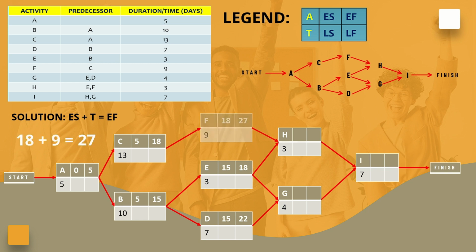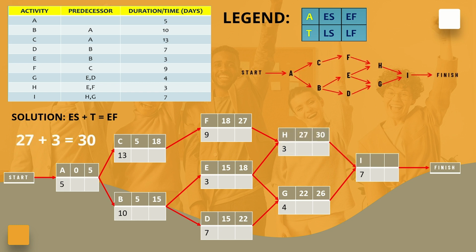Activity F depends on the completion of activity C. Since activity C finishes at time 18, activity F can start then. With a duration of 9 days, the earliest finish time of activity F is 18 plus 9, which gives us 27. Activity G depends on both activities D and E. Since activities D and E finish at times 22 and 18 respectively, activity G can start at the latest of these times, which is 22, with a duration of 4 days. The earliest finish time of activity G is 22 plus 4, which gives us 26.